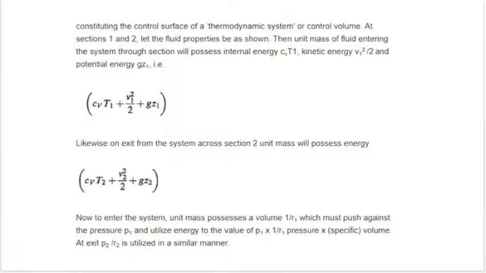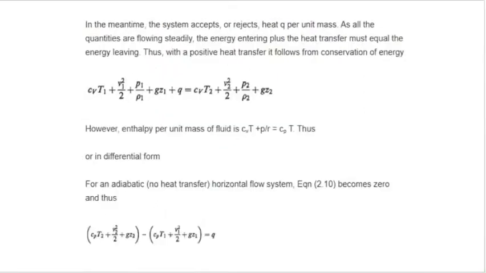In this slide, you can see the full equation: CvT1 plus V1 squared by 2 plus P1 by ρ1 plus g Z1 plus Q, which is equal to CvT2 plus V2 squared by 2 plus P2 by ρ2 plus g Z2. This is a positive heat transfer, which follows from conservation of energy.